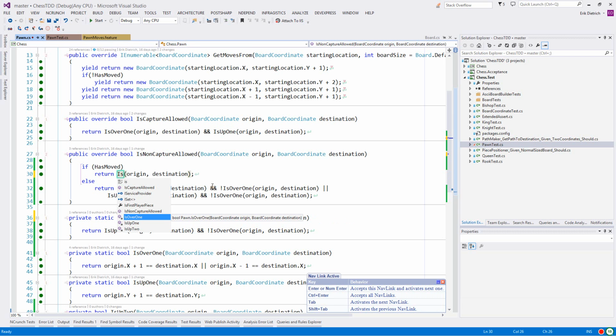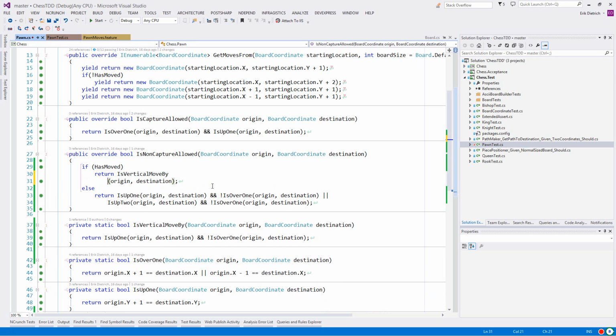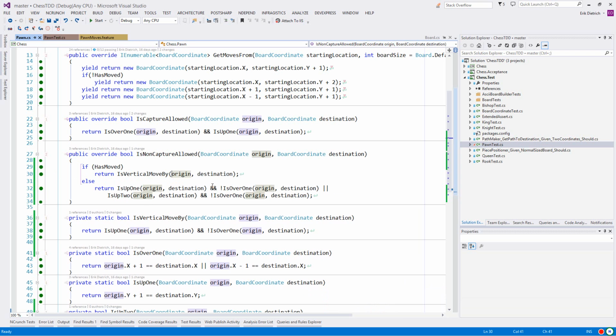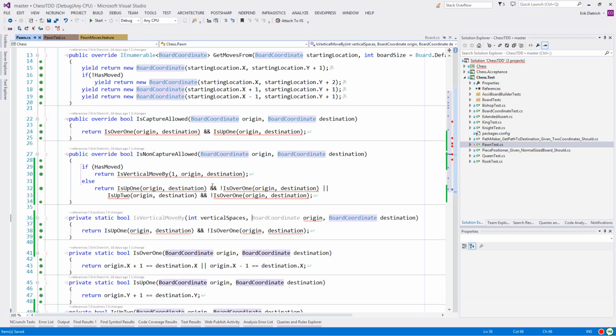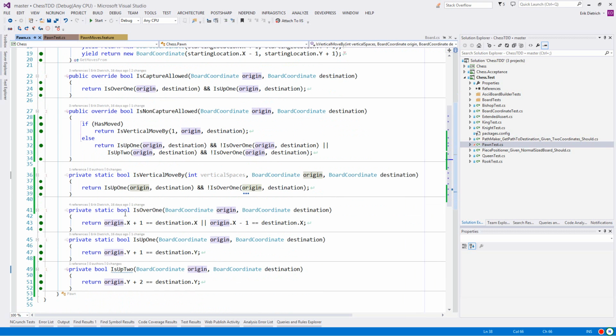And I think it's at this point that I start to really think, is this over one and up one the abstraction I really need here? And so with all my tests green, and in the sort of fearless refactoring mantra, I'm going to make some changes here. I get this idea in my head: maybe instead of baking a 1 and a 2 into the name of a method, we can actually use a variable. There's a thought. So I'm going to have this vertical spaces, and then I can say, if it's moved, check to see, is this a vertical move of 1? Otherwise, if it hasn't moved, check to see if it's a vertical move of 1 or a vertical move of 2.